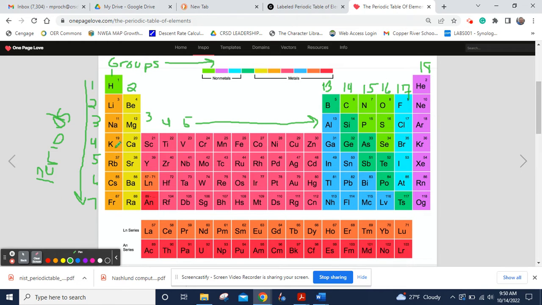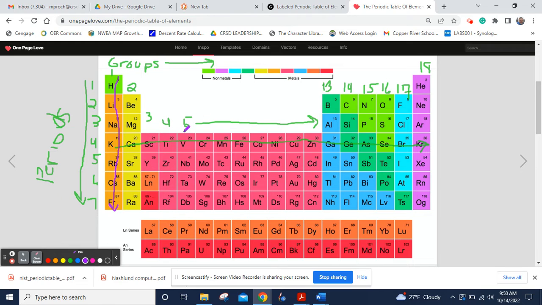So period 4 includes everything from potassium all the way over to krypton. And then groups go the other way, so they're columns. Group 1 goes from hydrogen all the way down to francium, and so on. So groups are labeled across, but really they are made up of columns, and periods go from top to bottom, but they're really referring to rows that go across.